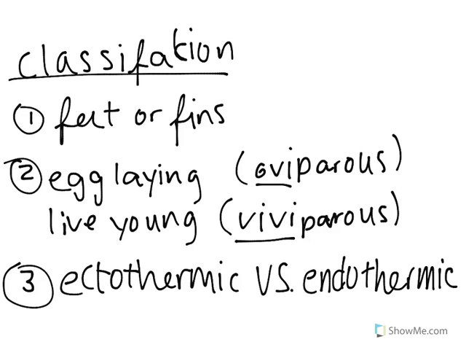Ectothermic animals are much more influenced by what is happening around them, so their environmental temperature. So those are three main different types of classifications that are used for classifying vertebrates.